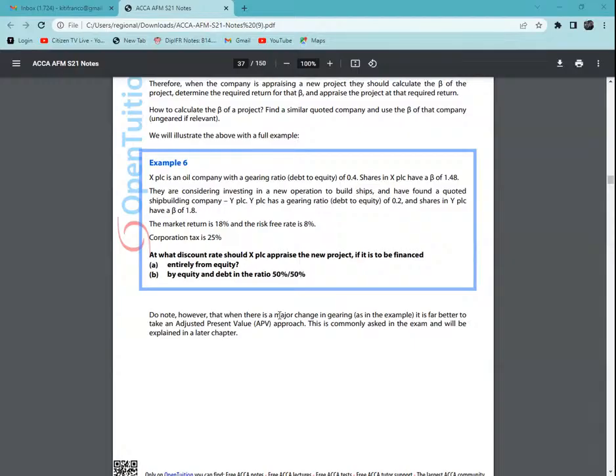Now tell me, this beta of 1.8, how do you understand it? Is it beta equity of a levered firm or beta equity of an unlevered firm? This 1.8, which is relevant, is it beta equity of a levered firm or of an unlevered firm?